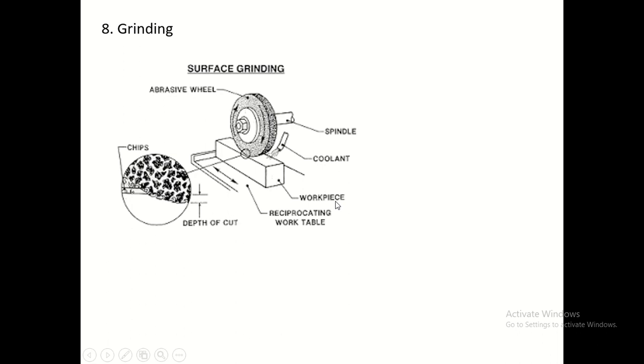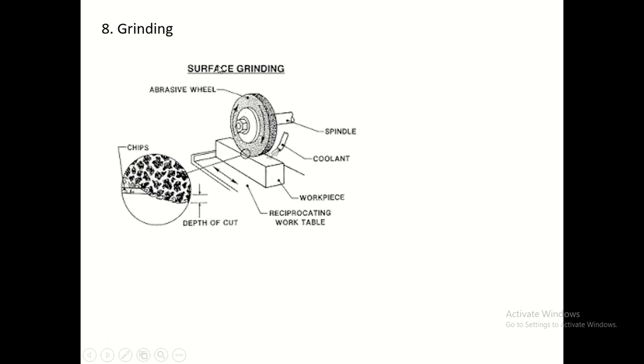There are many purposes of the grinding operation. For example, there is some burr over the workpiece. Then we feed the workpiece to the grinding wheel and remove the burr from the workpiece. Grinding is also called a finishing process because it removes material and finishes the workpiece. That's why we use the grinding process.